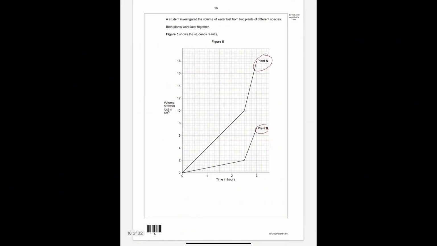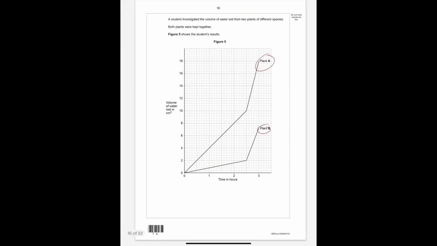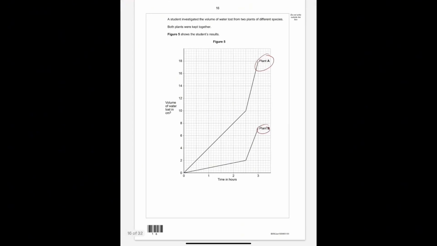Right, so it's just like working out the gradient. When you're working out the gradient, it's always y over x, okay? Let me just show you here. Gradient equals y divided by x. So we need to work out between 2.5 hours, which is over here, I'm just going to mark it here. This is 2.5 hours and 3 hours over here. Okay, so this is going to be your x-axis and that's your y.